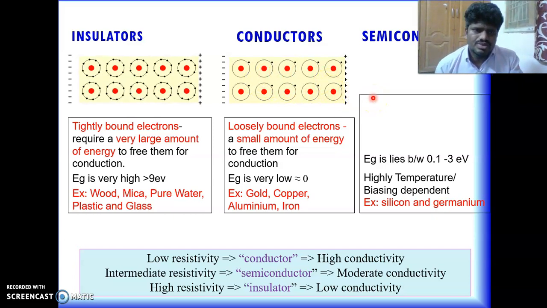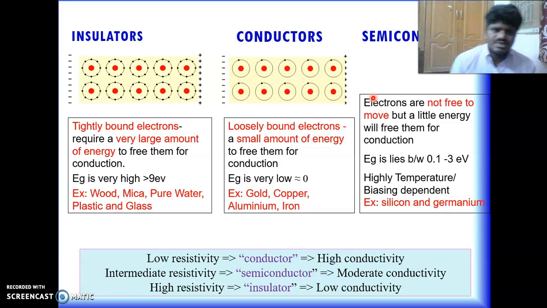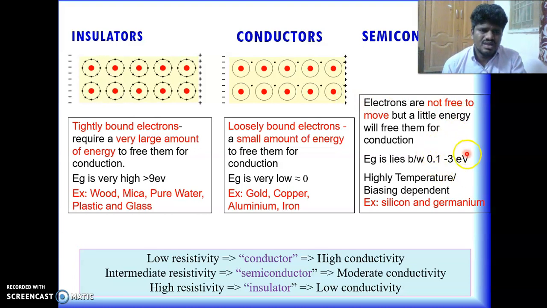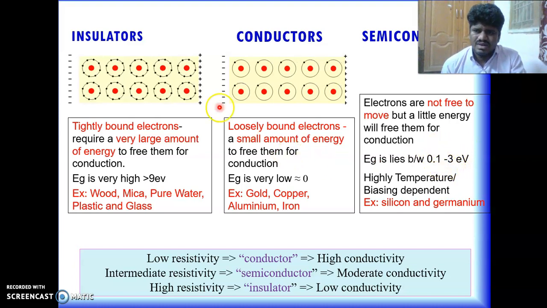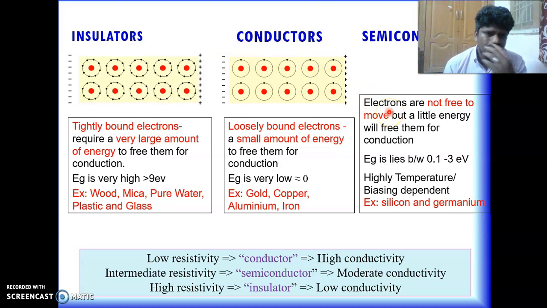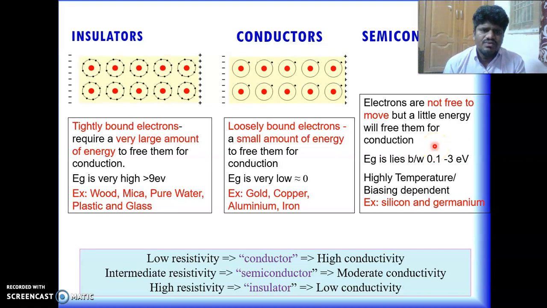Now come to semiconductors. Semiconductors behave intermediate between insulators and conductors because the energy gap lies between 0.1 and 3 electron volts, an intermediate value between insulators and conductors. Electrons are not free to move, but a little energy is enough to free the electrons. Examples are silicon and germanium.